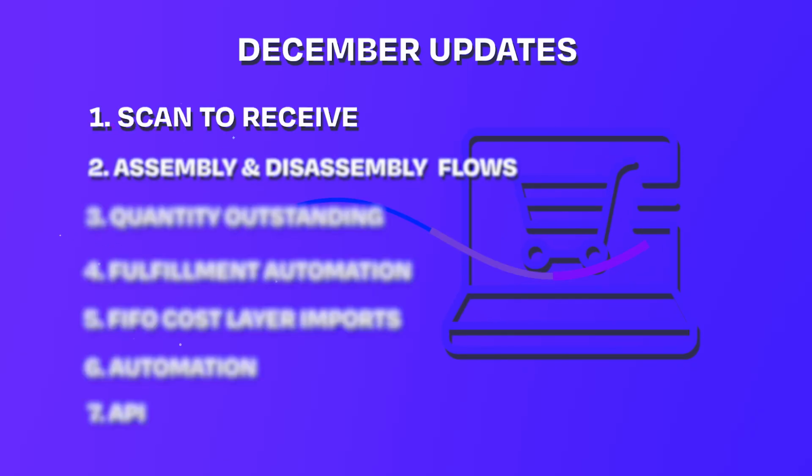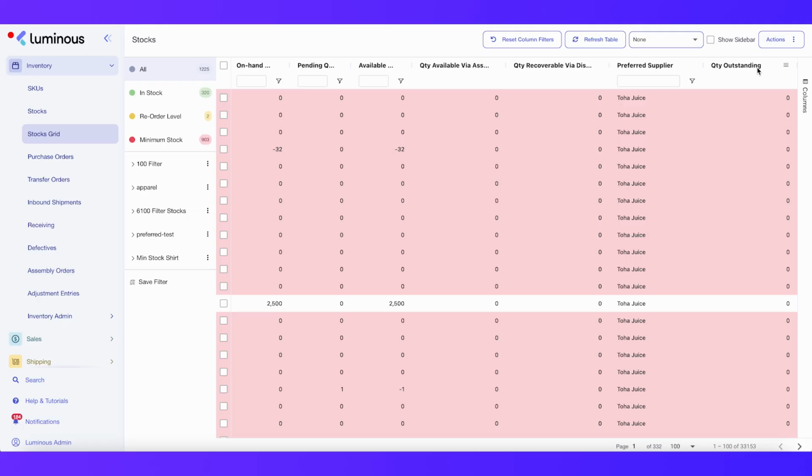Next, we have added several new columns or fields where you can see different counts on your products for different types of scenarios. A couple of examples. First of all, we have available via assembly. If you assemble products or do some sort of manufacturing, not only can you see how many you have in stock, but you can also see how many you could make based on the component quantities you have available. So you know what could be made.